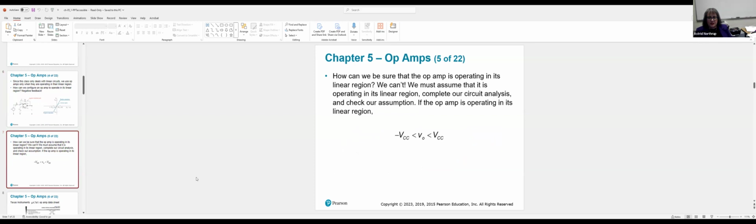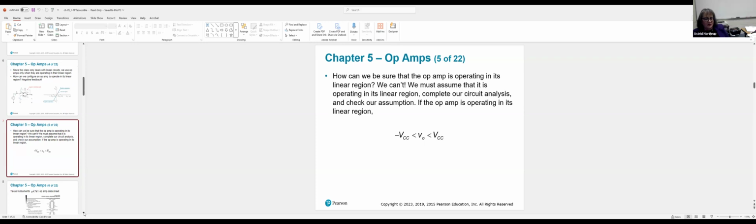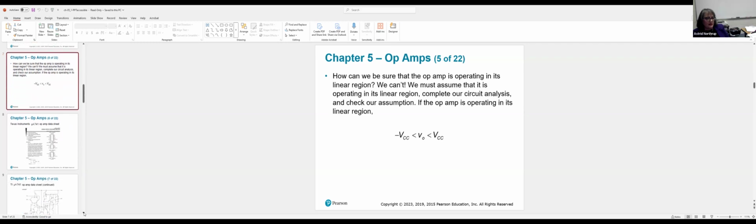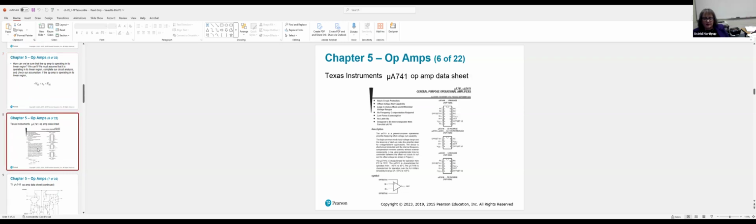All right, so here's the other thing. What has to be met? Well, the condition has to be that the output voltage has to be between the negative input voltage and the positive input voltage. So the way they phrase it here, how can we be sure that the op amp is operating in the linear region? We can't. We must assume that it's operating in the linear region and then complete our circuit analysis and then check our assumption, which is easier than it sounds. We can just set up a little table and check what the VCC is, negative and positive, and make sure that our value of V sub O falls between them. And then just do a visual inspection to make sure that we actually have a feedback loop.